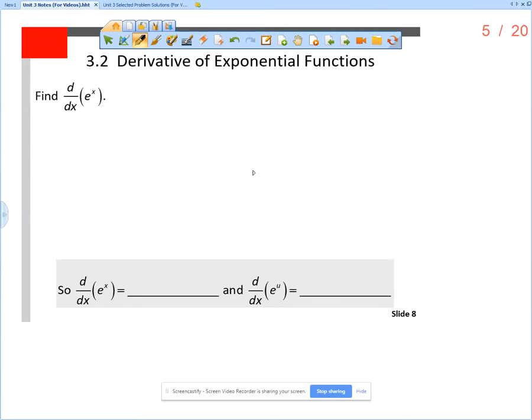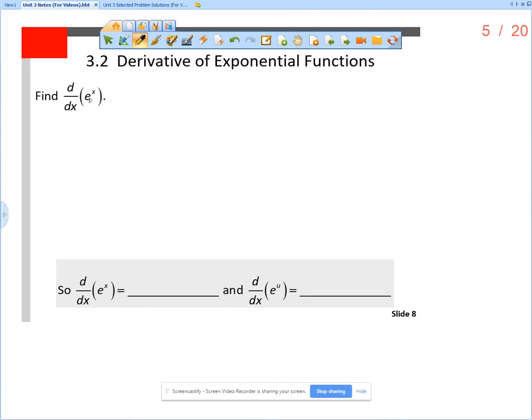This is the video notes for section 3.2, slides 8 and 9. So in section 3.2, we're talking about the derivative of the exponential function. So the derivative with respect to x of e to the x. We haven't discussed anything related to this yet.